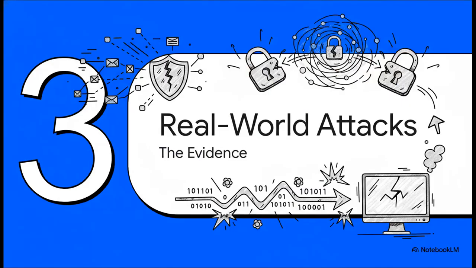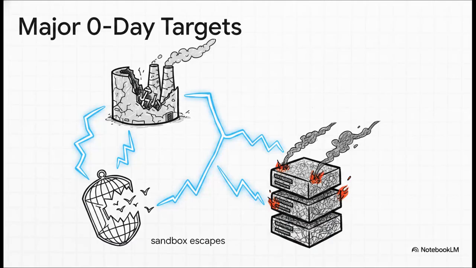Part 3. Real-world cyber attacks. The evidence. Make no mistake, these aren't just lab experiments. Zero-days are the primary weapons in the biggest digital conflicts of our time. Back in 2010, the Stuxnet worm shocked the world. It was a masterclass in cyber warfare, using multiple Windows zero-days at the exact same time to infiltrate Iran's nuclear facilities and literally destroy physical centrifuges.